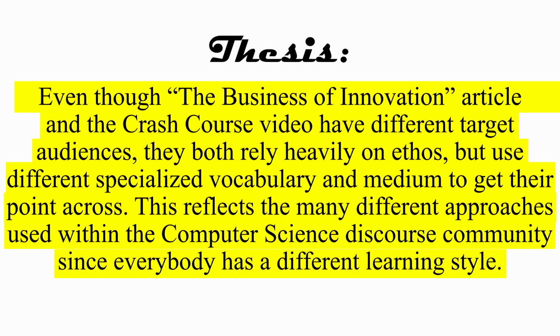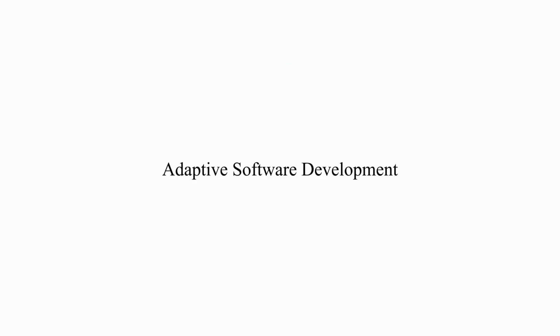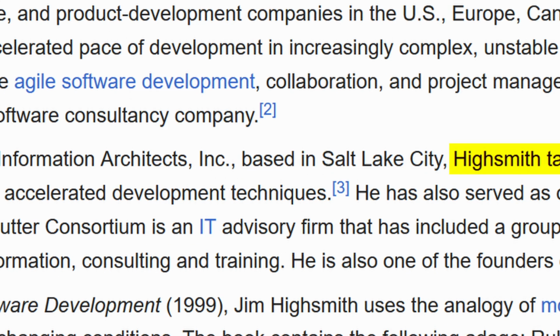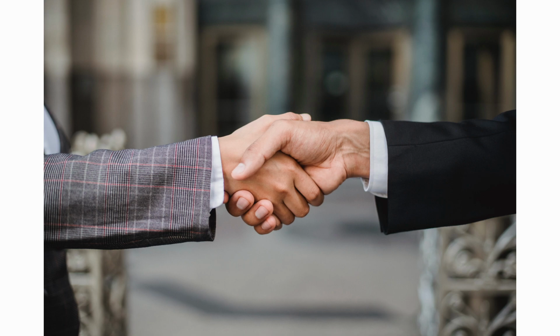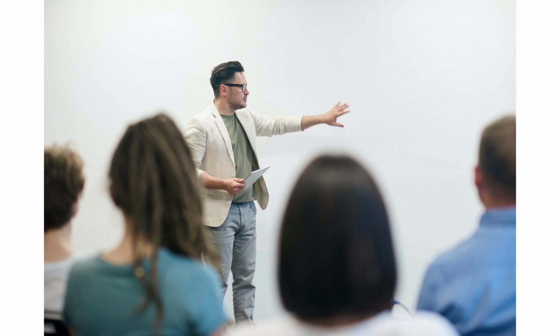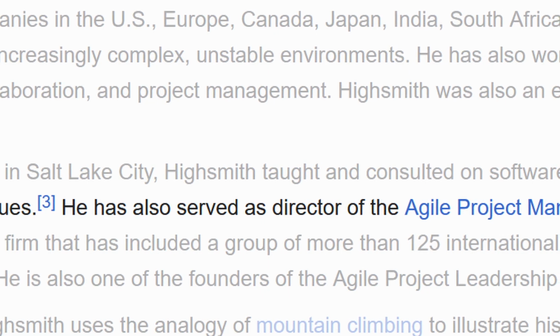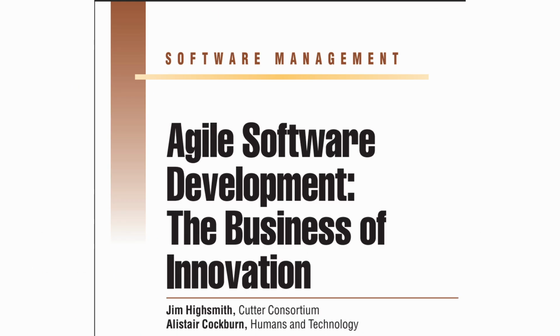We can get a sense of the ethos of the article after just a little bit of research on the authors. Jim Highsmith is the creator of the adaptive software development model, and he taught and consulted on software quality process improvement, project management, and accelerated development techniques. So we can trust that he is familiar with teaching software development processes and he knows what he's talking about when it comes to the topic. He also served as the director of the Agile Project Management Advisory, which is the development model that we've been reading about in the article.